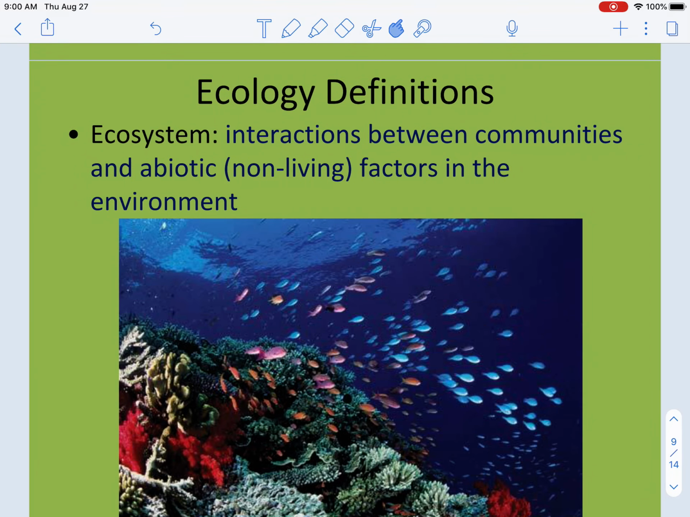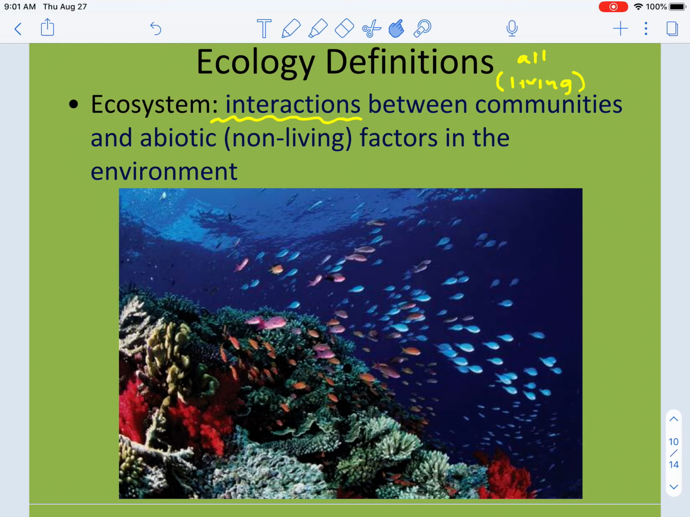So an ecosystem is the interactions now. That's an important word. I want you to use that and underline it. Between all the living things, between the communities and the abiotic now, the non-living factors in the environment. So now we're going to consider the water, the air, the rocks, the soil, everything that we see and don't see.